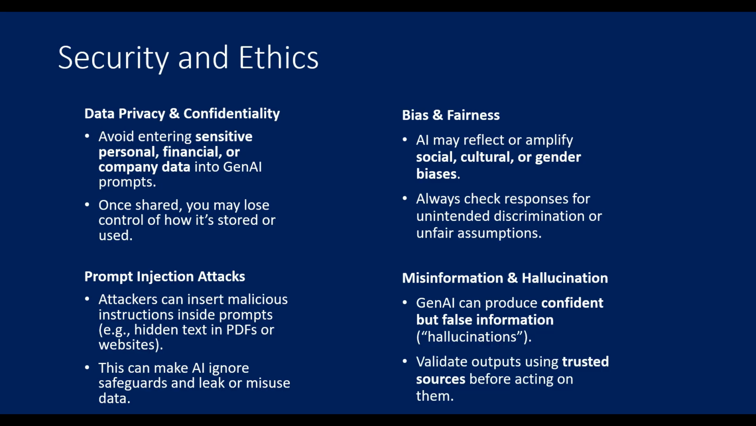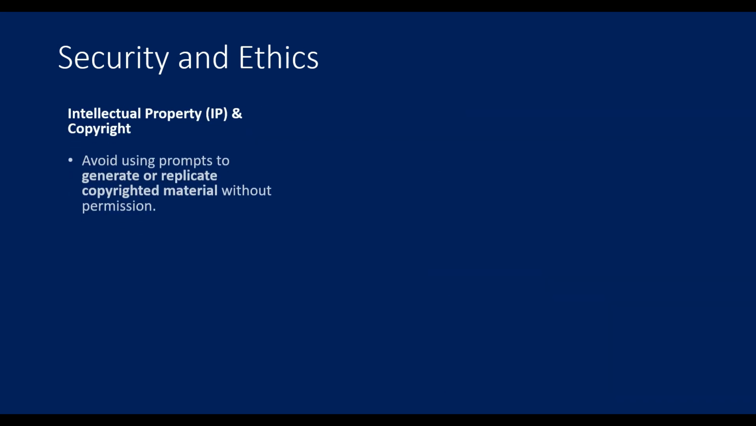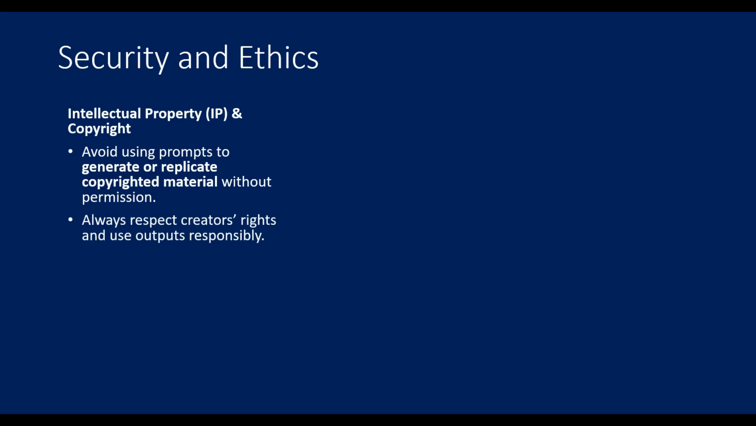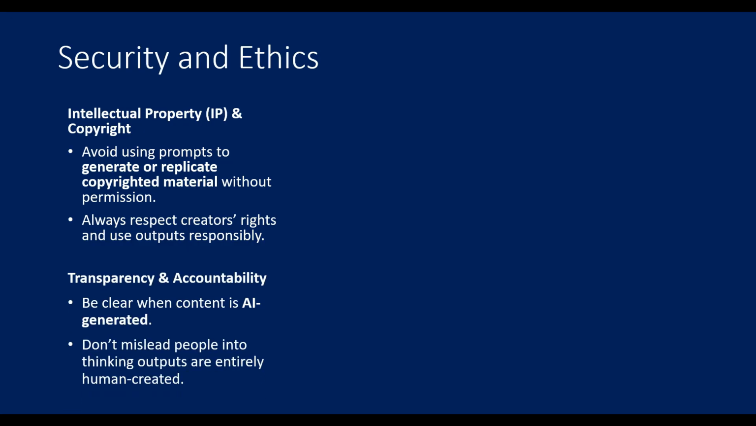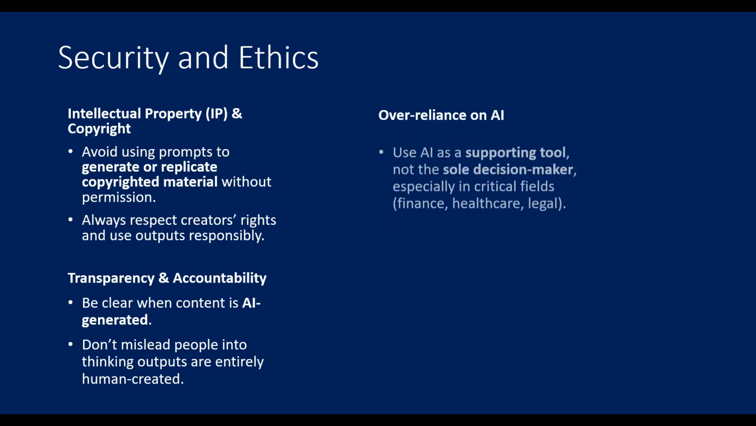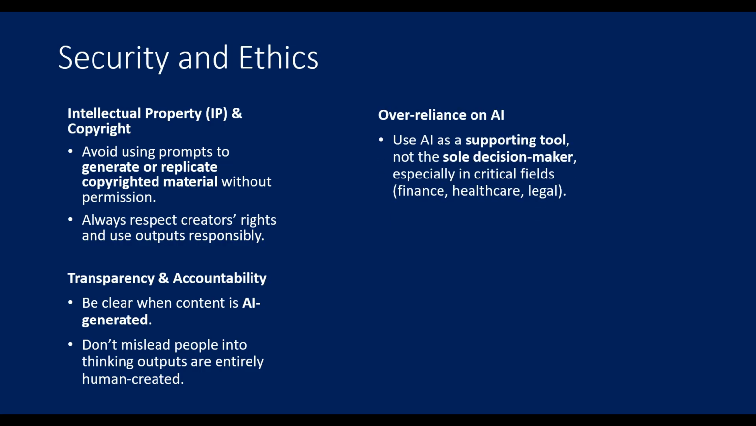Then misinformation and hallucination. Sometimes the platform hallucinates. That means it will make up something else. That is the reason the context has to be very clear, right? And next is intellectual property. You have to avoid using prompts to generate and replicate copyrighted material without permission. Transparency and accountability. When you are using any Gen AI platform, you should give the reference that you are using this response. Give credit to the original creator so that you don't fall into any trouble about copyright and all.